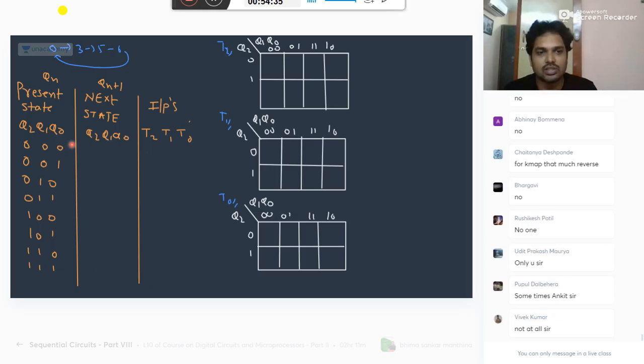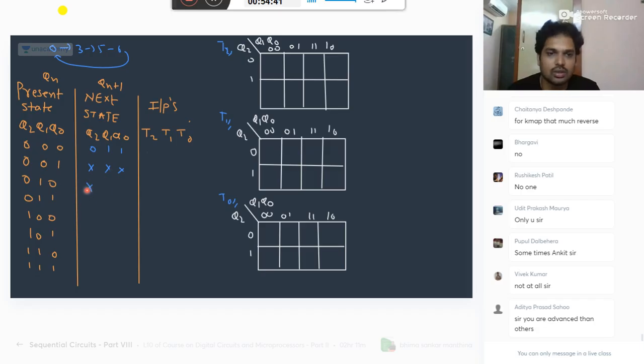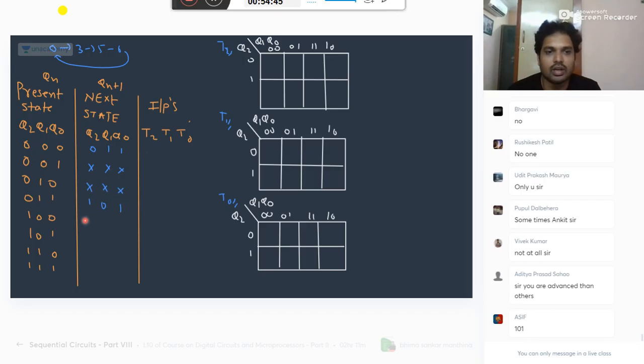So listen here, according to this question, 0's next state is 3. 1 is not given, 2 is not given here, 3's next state is 5, 4's next state is not given, 5's next state is 6, and 6's next state is not given.